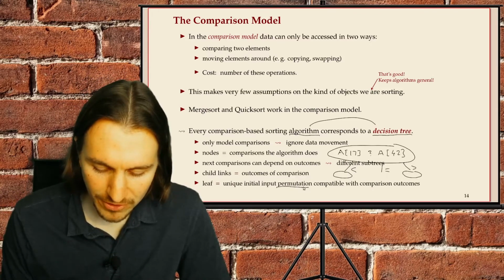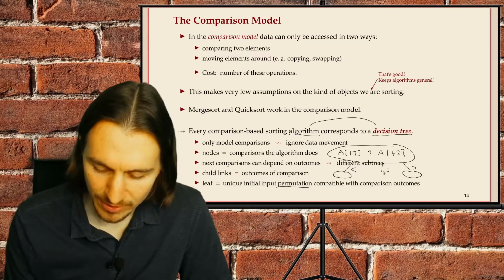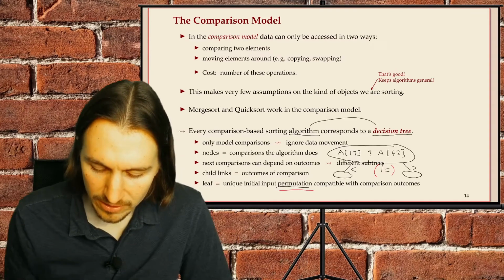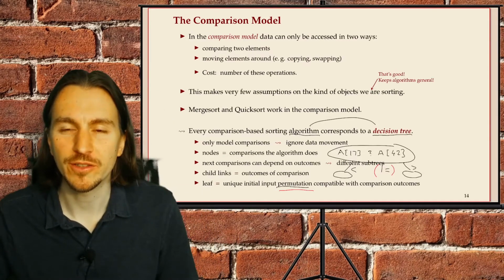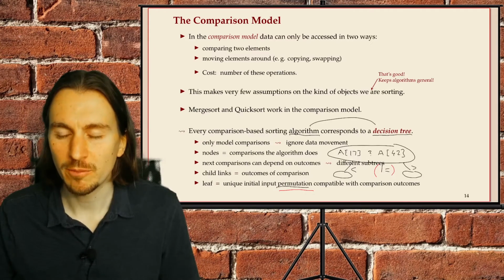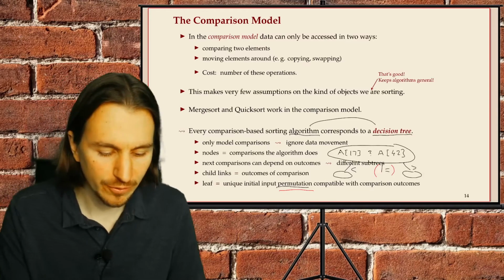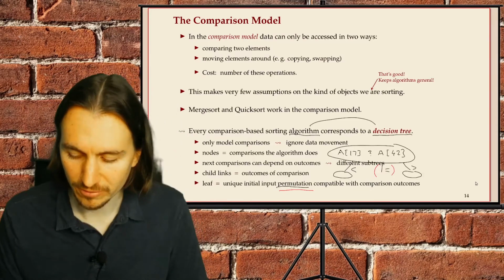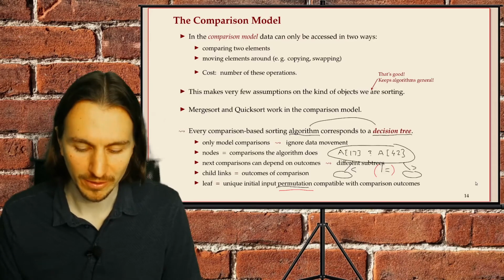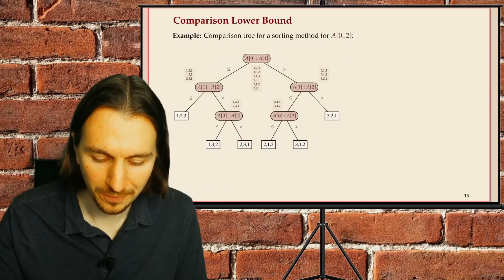If you restrict yourself to permutations, that implicitly means we will never use this equal branch, because permutations imply that all elements are distinct. That's a minor assumption here that makes life a little cleaner, but it's not a vital restriction. You can extend the comparison model to handle these cases as well.